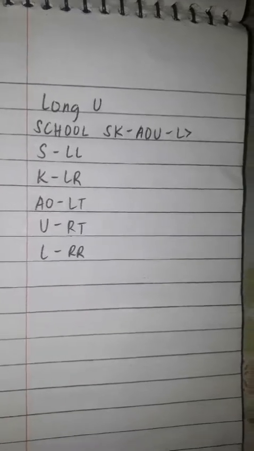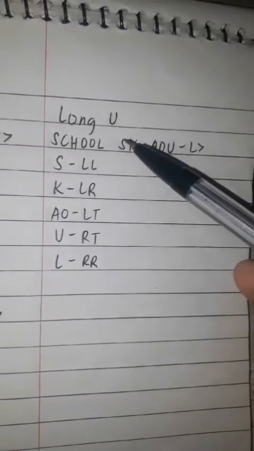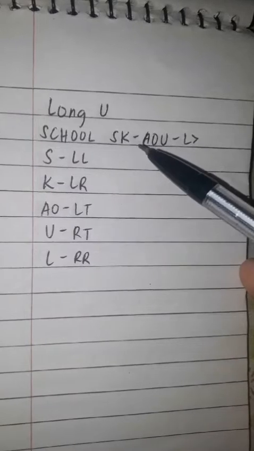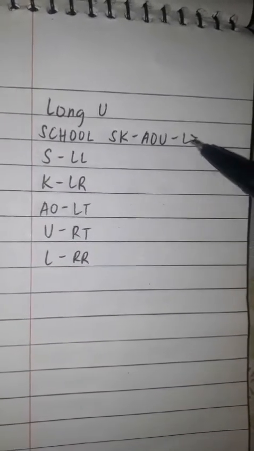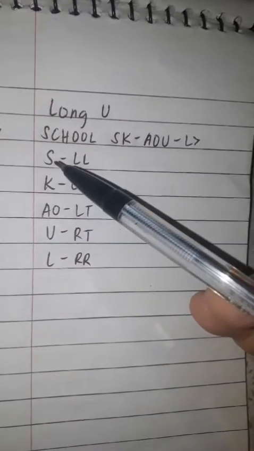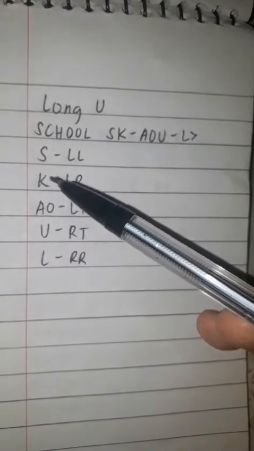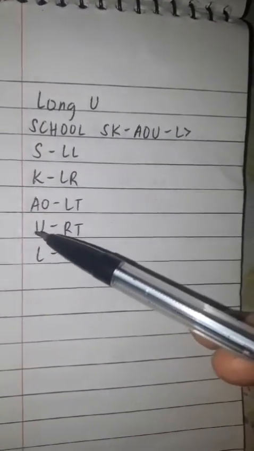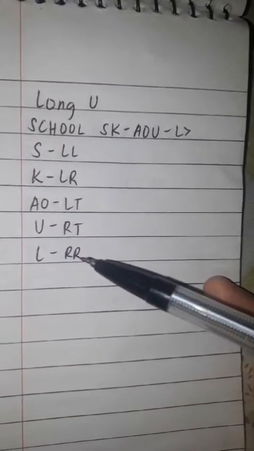So next, we have the long vowel U. For example, the word is school. The codes are initial letters SK, vowel AOU, and ending letter L, then release. The assigned fingers, for S, we have left little. K, we have left ring. AO, we have left thumb. U, we have right thumb. And L, we have right ring.